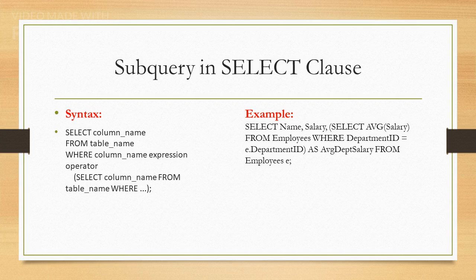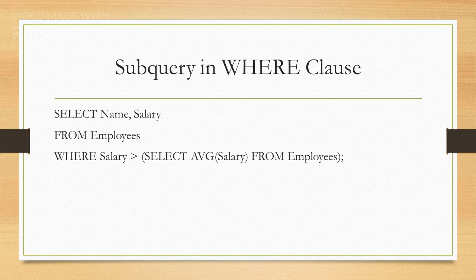In the select clause, subqueries can be used to perform calculations or retrieve specific data. For example, you can calculate the average salary of employees within a department and display it alongside other employee details. Subqueries in the where clause help filter records based on conditions involving another query. For instance, you can find employees whose salaries are above the average salary of all employees.